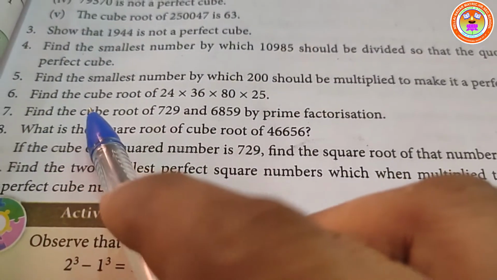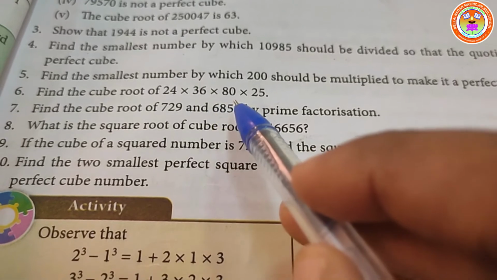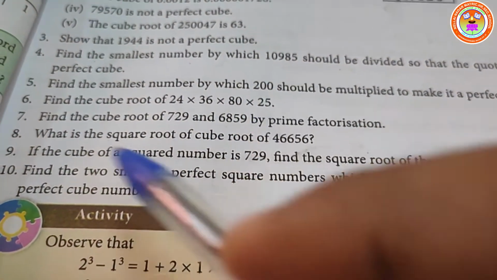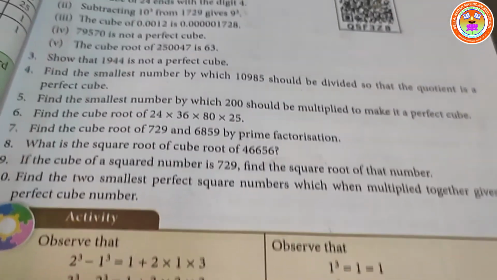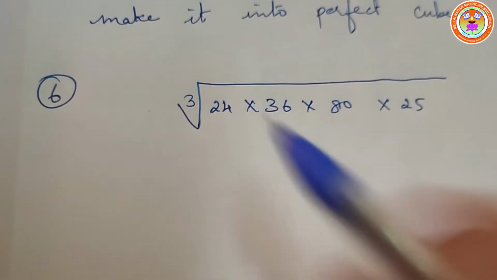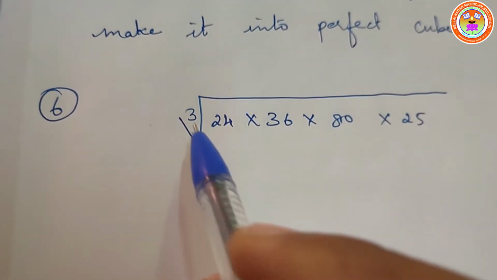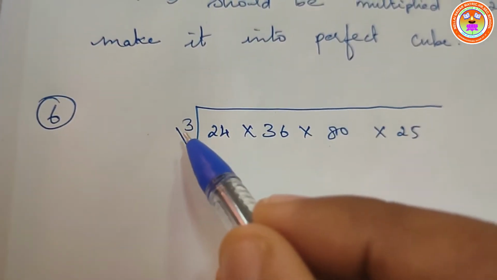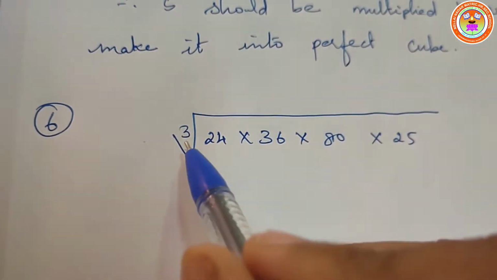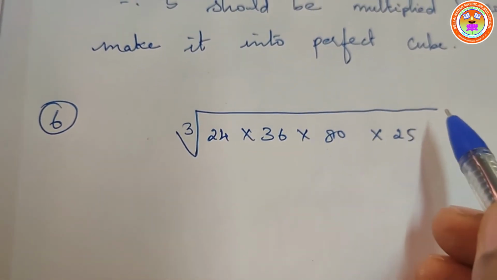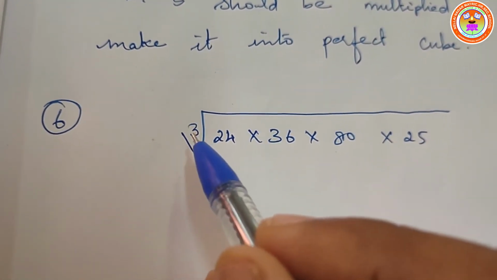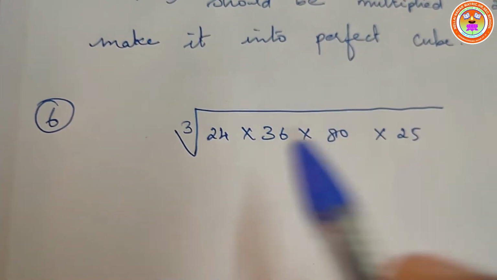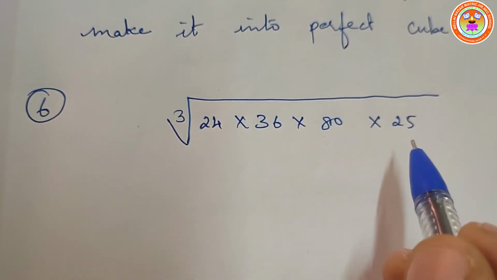Here, find the cube root of 24, 36, 80, 25. Find the prime factorization for each and every number, and we will find the cube root. We will see how to do the sum. So cube root will be represented by the square root symbol, and inside this you have to put 3, that means cube root. Look at this, children, you have to put 3 here and you have to put the square root symbol, then only it will represent the cube root. For 24, 36, 80 and 25.